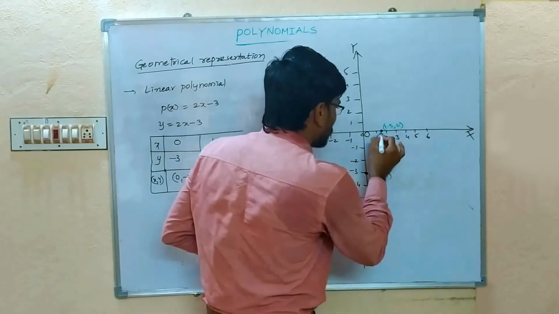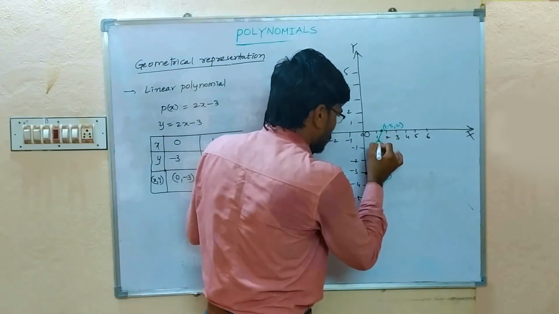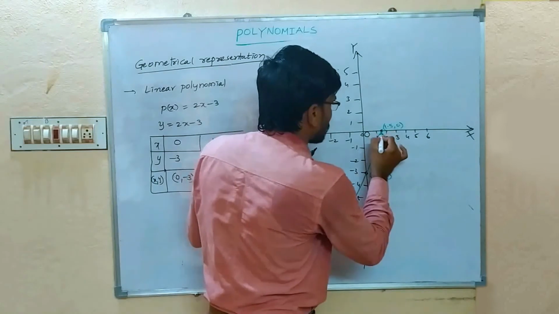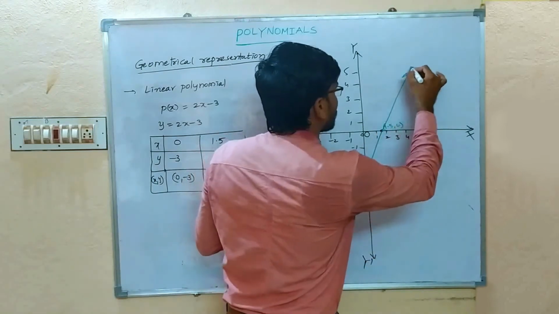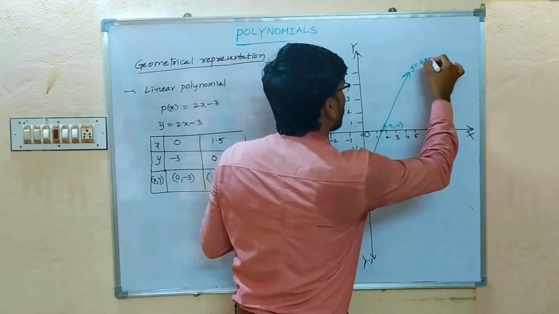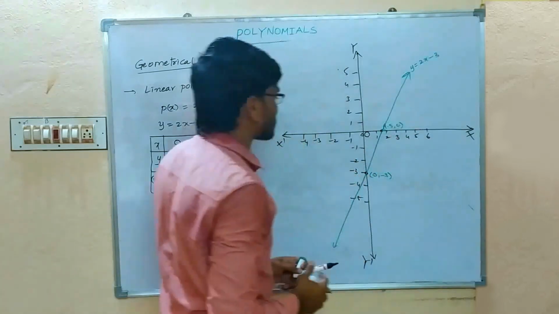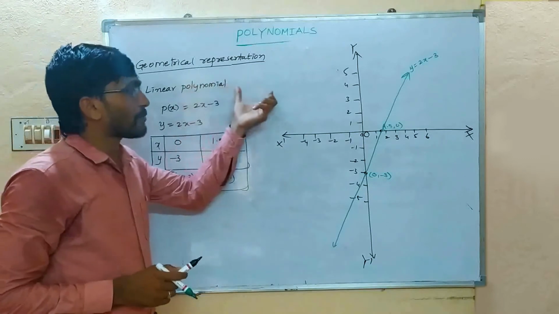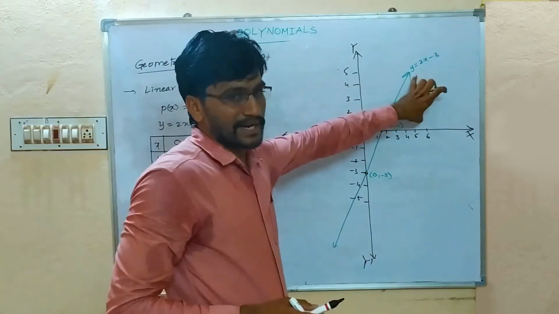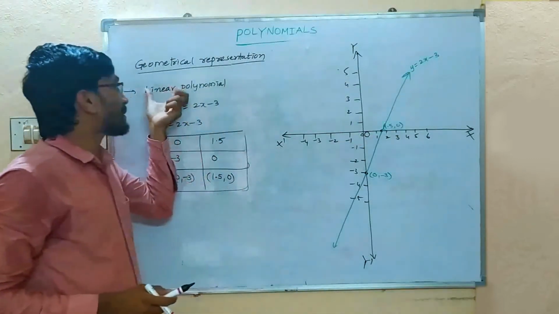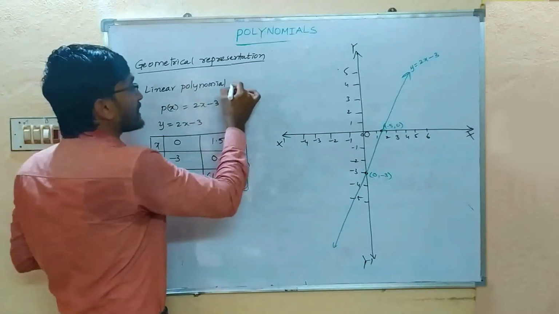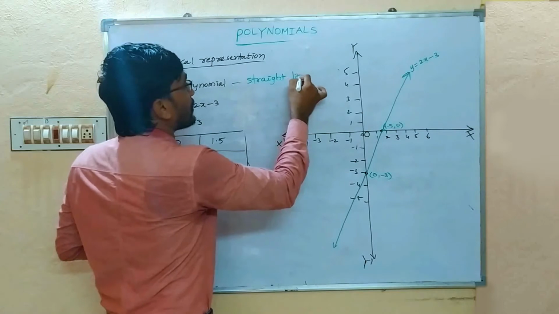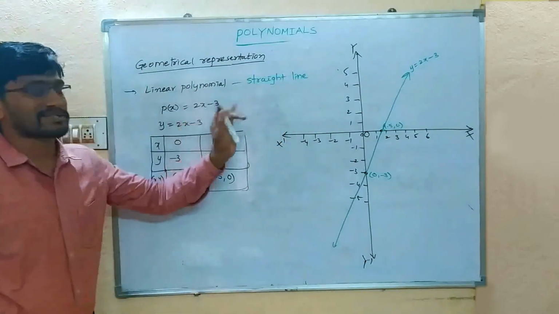Now join the 2 points and extend that. So this is the graph of y is equal to 2x minus 3. So the graph of a linear polynomial we got is a straight line. The geometrical representation of a linear polynomial is a straight line.